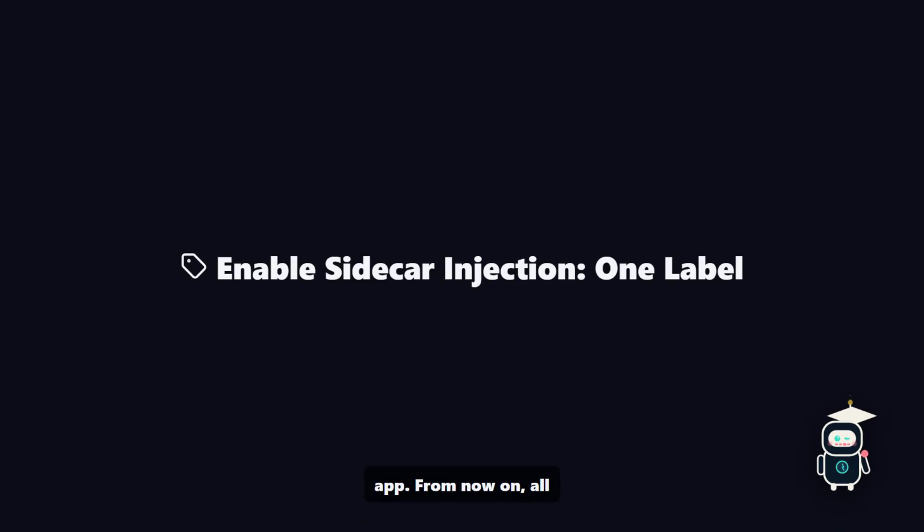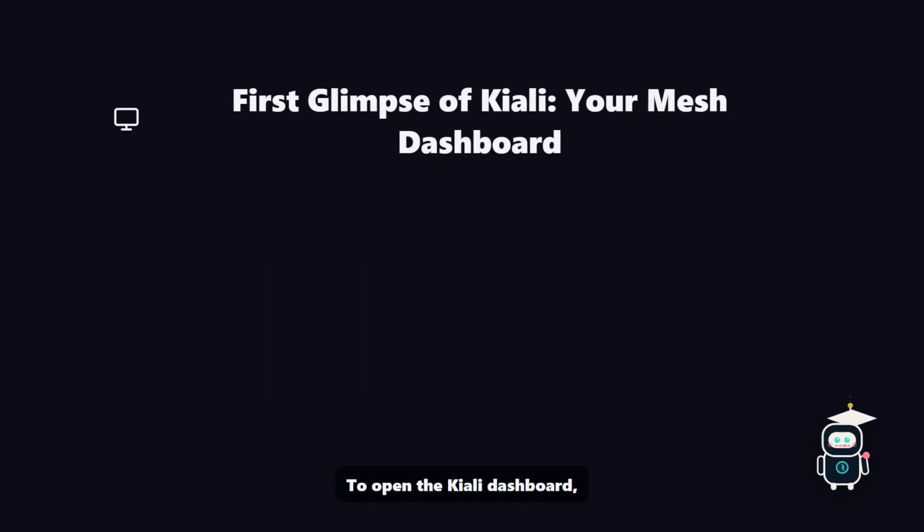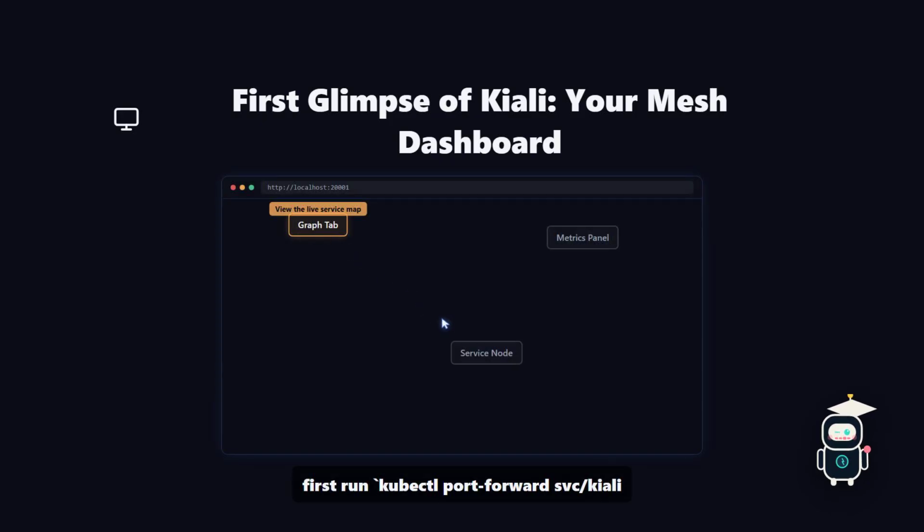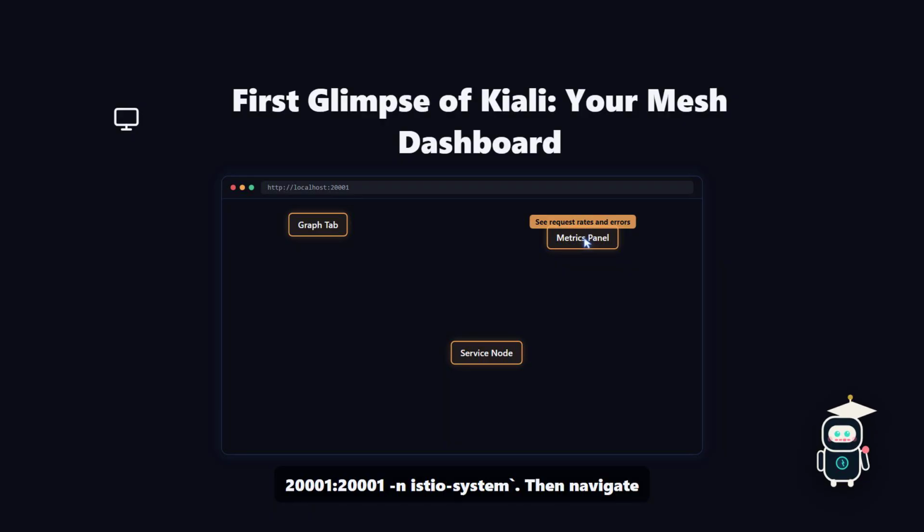From now on, all traffic passes through the sidecar, giving you observability and encryption for free. To open the Kiali dashboard, first run kubectl port-forward svc/kiali 2001 -n istio-system. Then navigate your browser to http://localhost:2001. You'll see a live map of all your microservices.